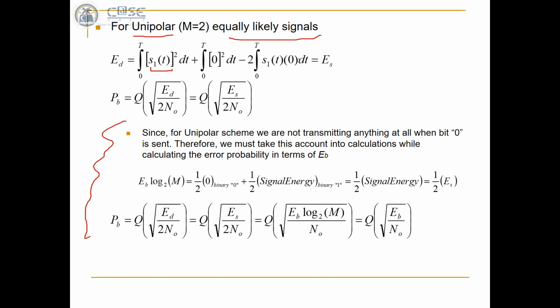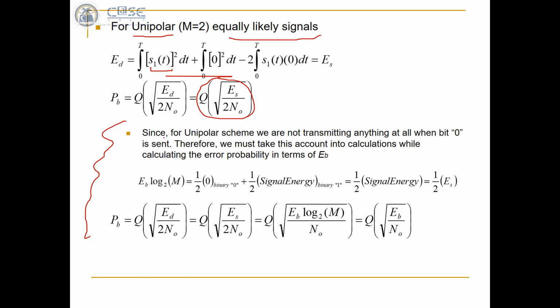So when you substitute the value of 0 for the second signal in the two expressions there, the ED will come out to be ES, right? So you substitute ED equivalent to ES in the Q function, and you end up getting this function there, which is the probability of bit error expressed in terms of the signal energy ES and the noise spectral density N naught.